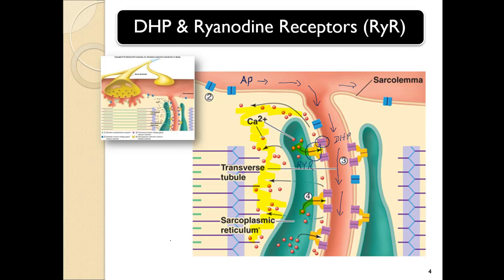Now, why did I skip this part? Because this part will change when we take a look at smooth muscle and cardiac muscle. So here, again, what I'm talking about is skeletal muscle. In skeletal muscle, DHP and ryanodine proteins are physically linked together.